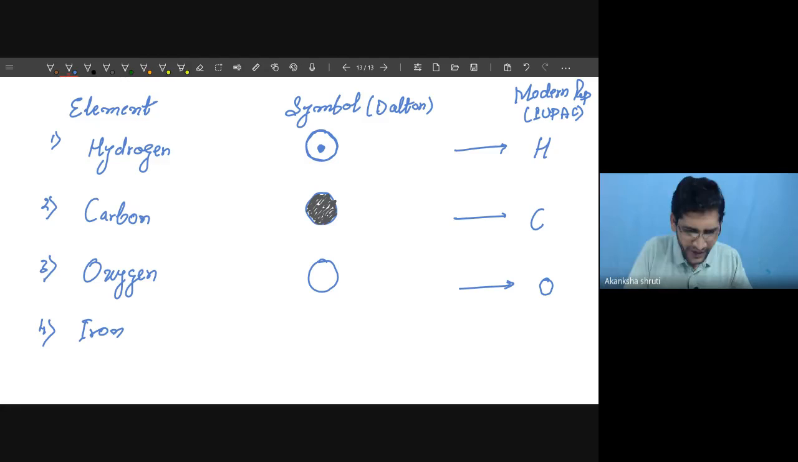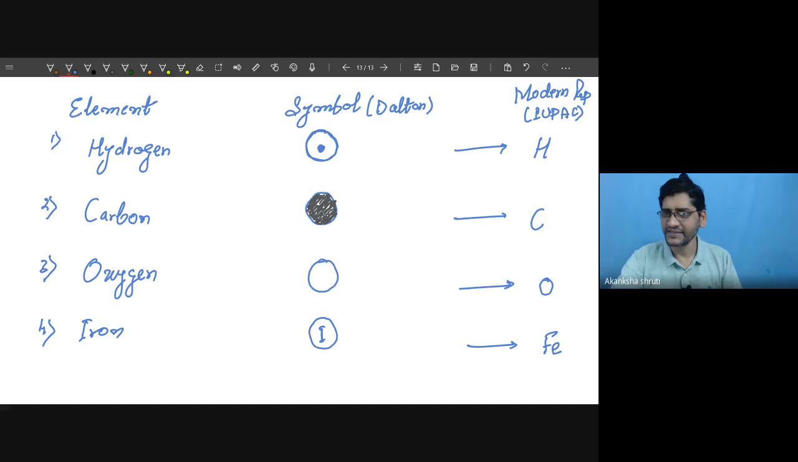Iron was represented by Dalton by putting I inside a small circle. So here we are observing that even for remembering this symbol given by Dalton is not convenient. So nowadays it is simply denoted by Fe. Why Fe? Why not I? That we will discuss later. Because the Latin name of iron is ferrum, which starts with F. So Fe is taken.